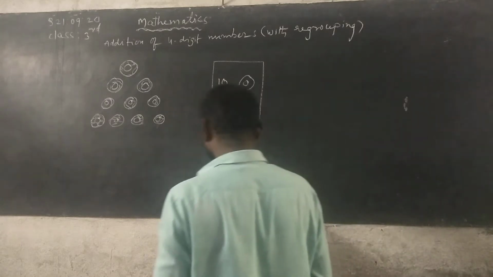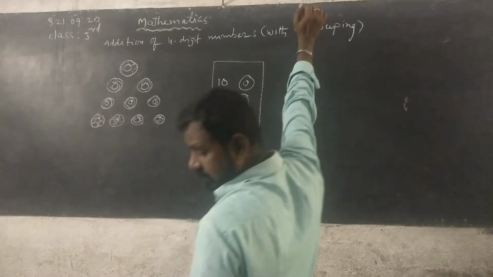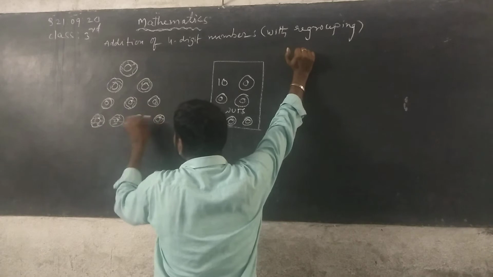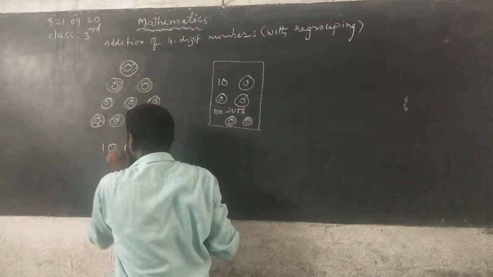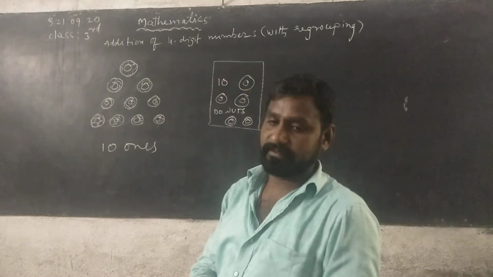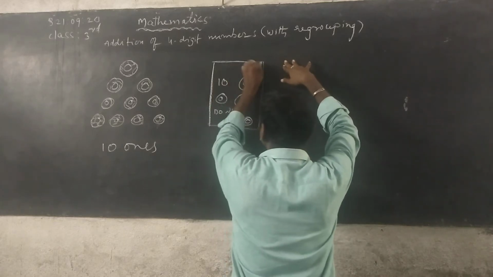See here, how many ones? 1, 2, 3, 4, 5, 6, 7, 8, 9, 10. 10 ones are there. 10 ones make a 10. So this is 10.